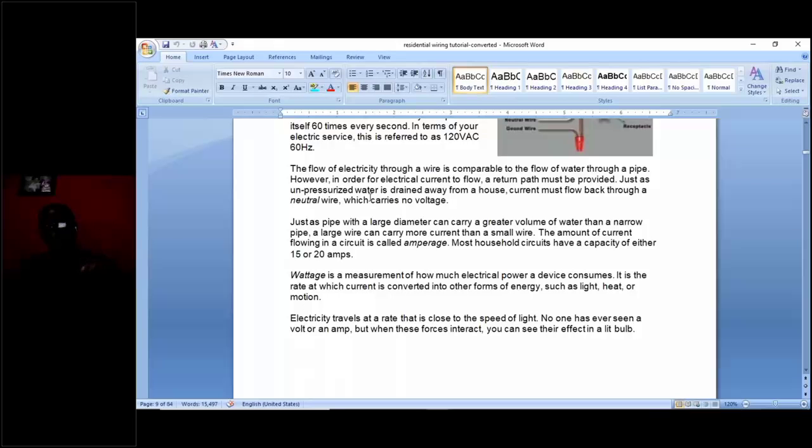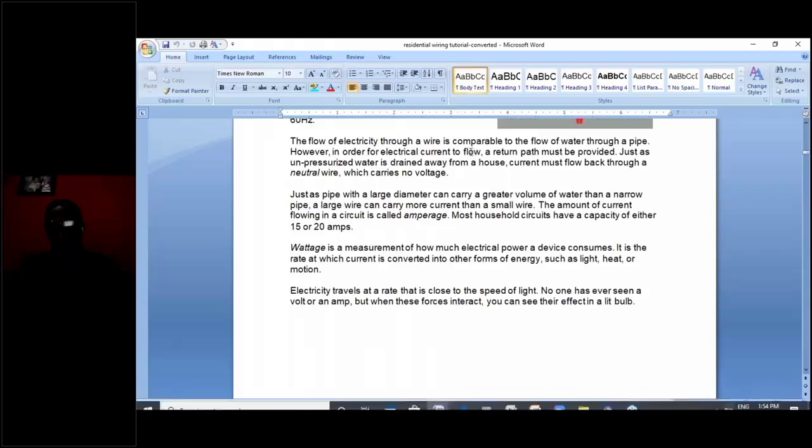However, in order for electrical current to flow, a return path must be provided, just as unpressurized water is drained from a house. Current must flow back through a neutral wire, which carries no voltage. So just as a pipe with a large diameter can carry a greater volume of water than a narrow pipe, a large wire can also carry more current than a small wire.